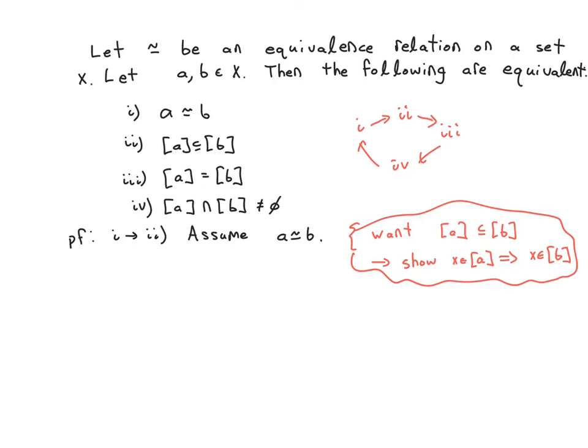Anyhow, let's actually do the proof. 1 implies 2. What does that mean? That means we're assuming A is equivalent to B. What do we want to do? We want to show that the equivalence class of A is a subset of the equivalence class of B. How do you show one set is a subset of another? Well, you take an arbitrary element of the set on the left-hand side, and you try to prove it's an element of the set on the right-hand side.